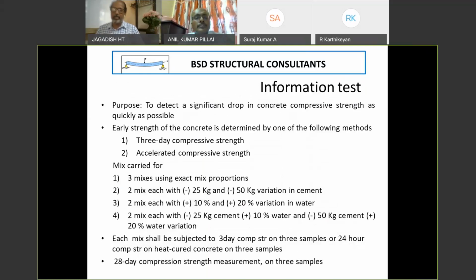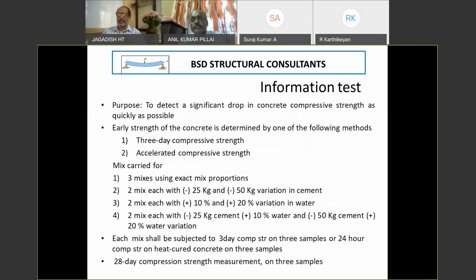The information test is actually to identify if there's any problem in the concrete during the process of construction, identify the problem as early as possible so that we can rectify the concrete. Maybe it could be in the mix, or in the batching plant, or whatever it could be. For that, we collect some data of the concrete.